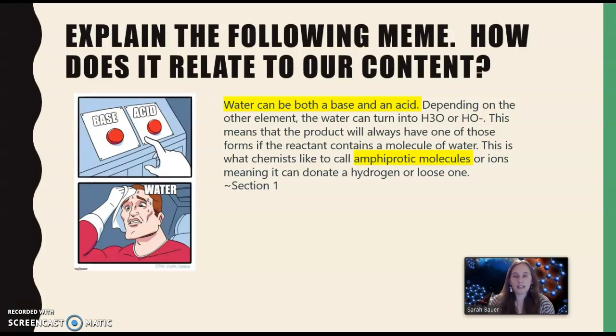When it acts as an acid, it donates a proton, and then it becomes the hydroxide ion. When it acts as a base and accepts a proton, it becomes the hydronium ion. And so it's amphiprotic.